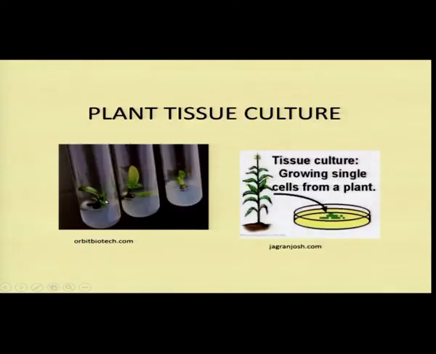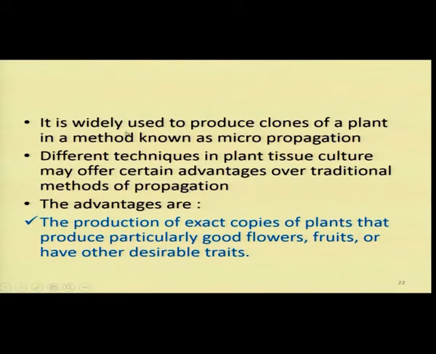So depending upon the explants which you have taken, it can be stem tip, root tip, pollen grain, part of the embryo, cotyledon, tip of the meristem, anything. Provided you give the proper nutrient medium, it can form a new plant. Tissue culture is widely used to produce clones of a plant, and the methodology is called as micropropagation. Different techniques in plant tissue culture may offer certain advantages over traditional methods of propagation.